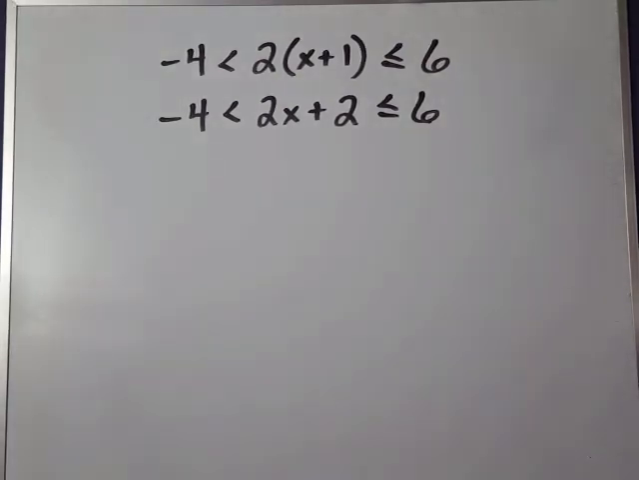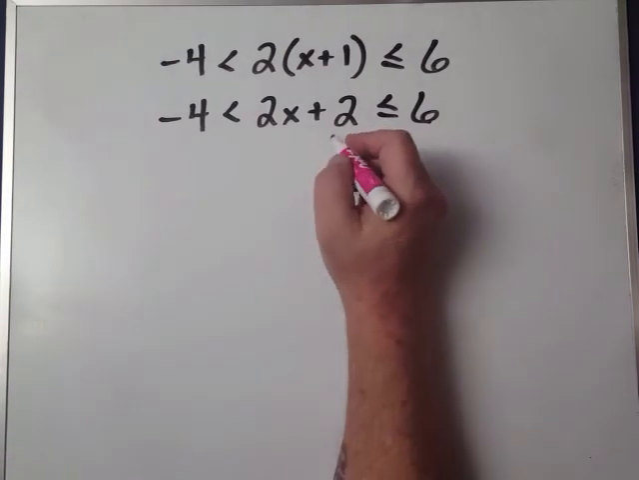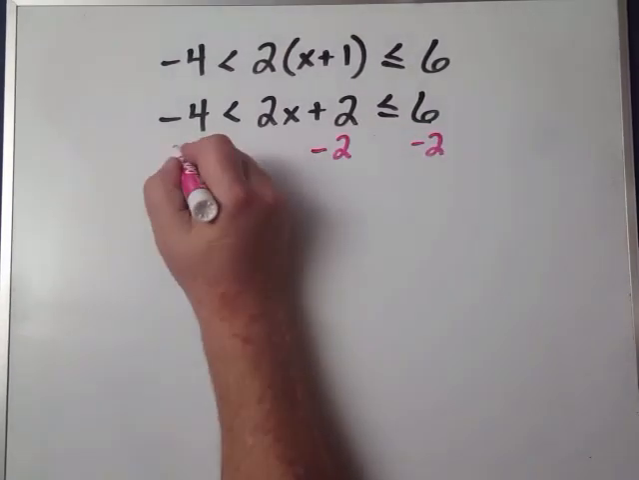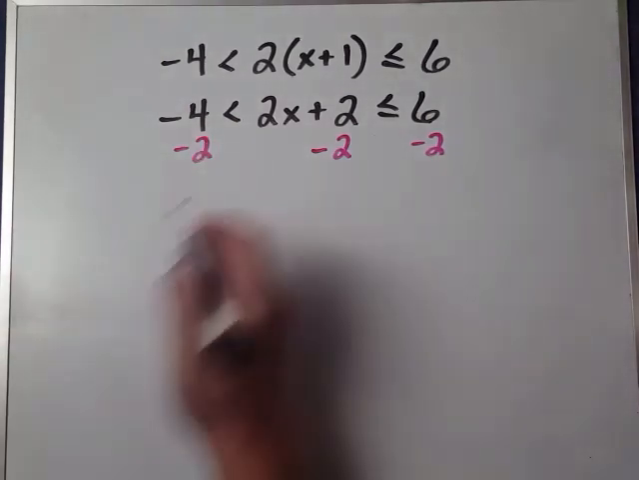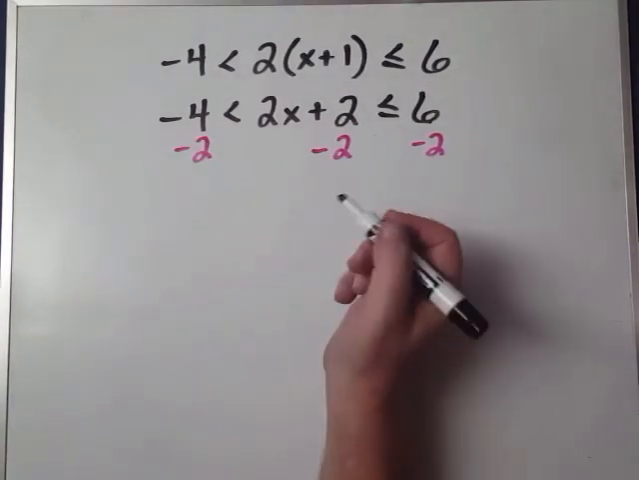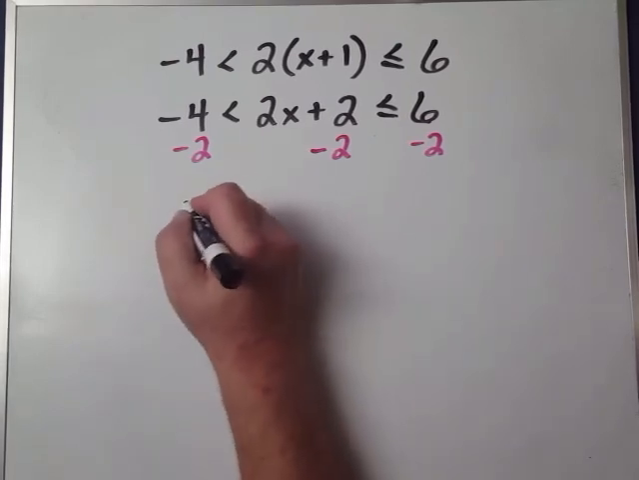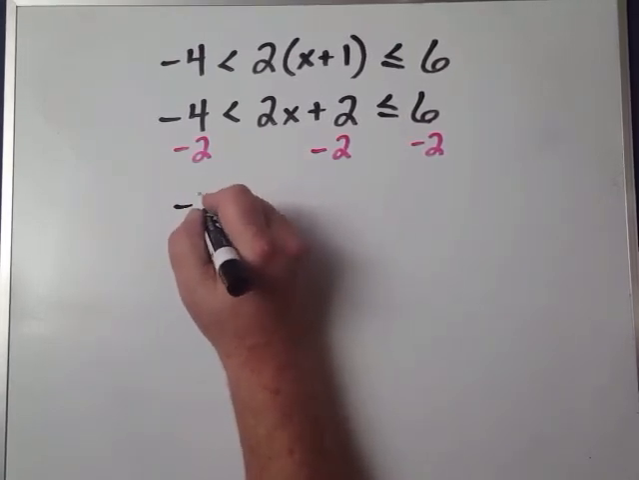All right? Now get x by itself in the middle. Subtract 2. What I do to one part, I must do to all three parts. We're subtracting. We're not multiplying or dividing by a negative, so the sense of our inequalities will remain the same.